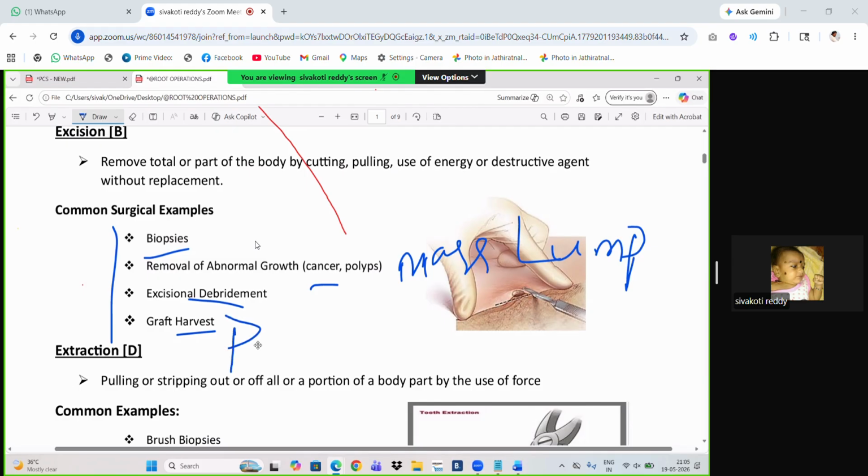Partial ectomy, like partial nephrectomy, partial appendectomy. Okay, partial ectomy.